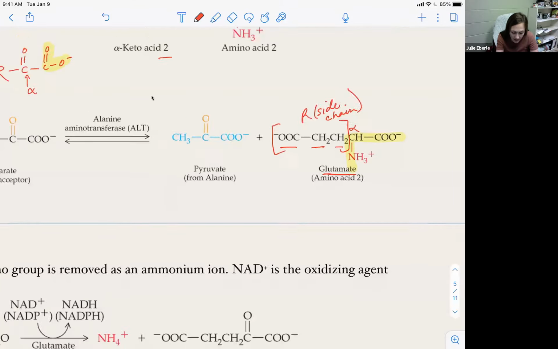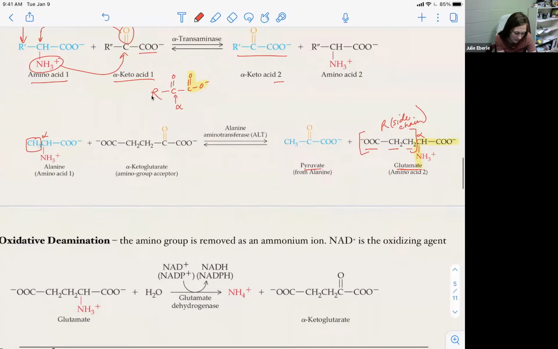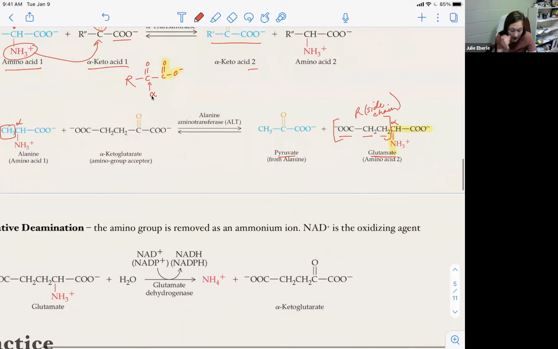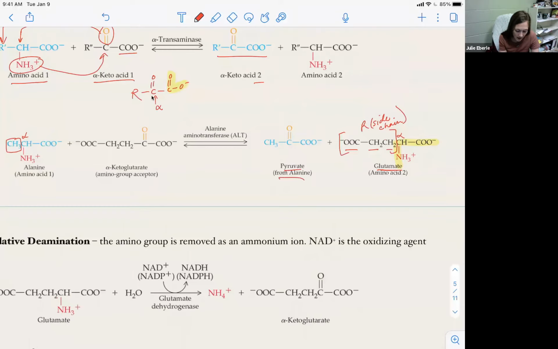So when alpha ketoglutarate is the dominant amino group receptor, we make a whole lot of glutamate. That's just the byproduct of this reaction, okay? And then pyruvate as well, specifically if you have alanine, but if your amino acid's not alanine, you won't end up with pyruvate. This was just the product because that's what's derived from alanine, okay? So that is step 1, transamination.